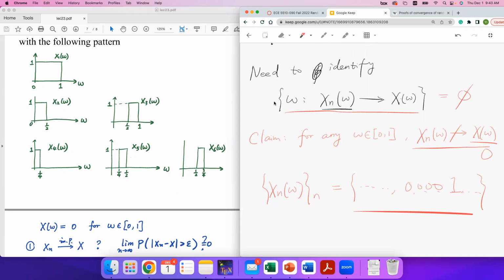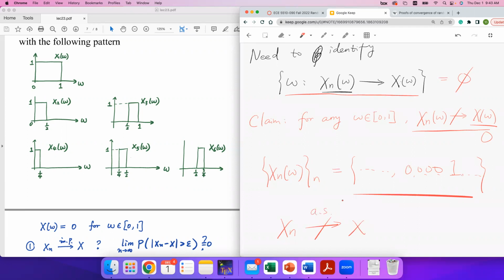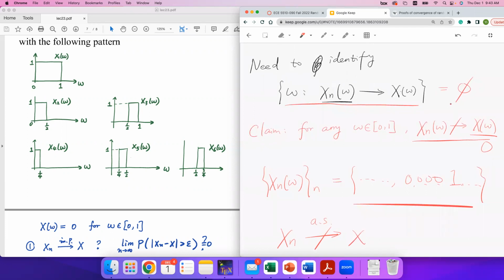We cannot find any omega such that this convergence happens. So the conclusion is that this sequence does not converge to X almost surely. In fact, because this set is an empty set, it's almost surely the case that this random variable does not converge to X, because this is empty.